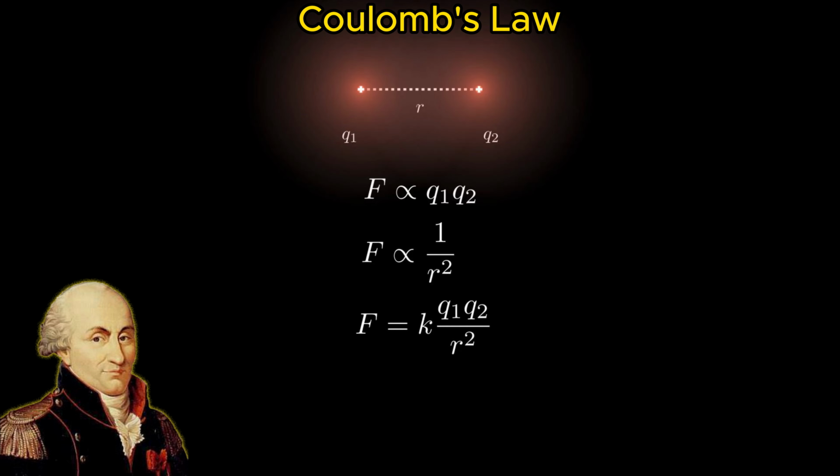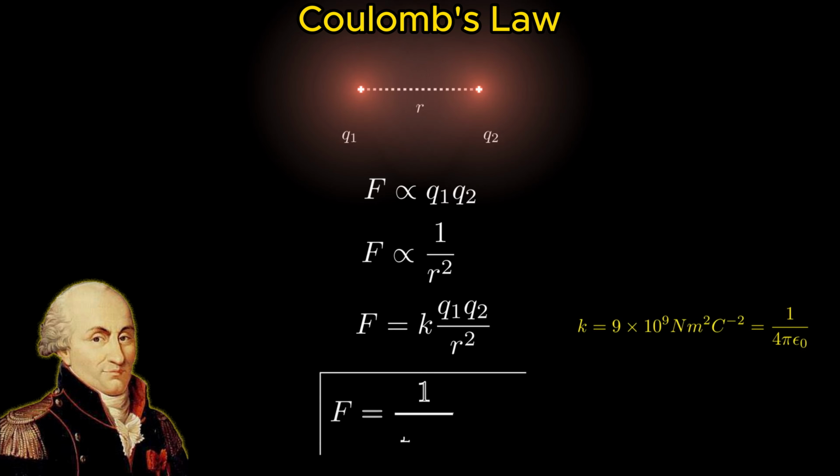Combining both equations, we get F is proportional to Q1 Q2 over r square. We can remove the proportionality sign by adding a constant of proportionality k, which is known as the electrostatic constant. The value of this constant is 9 into 10 raised to power 9 Newton meter square Coulomb square inverse. Further, this electrostatic constant is also equal to 1 over 4 pi epsilon naught, where epsilon naught is the absolute permittivity of free space. Therefore, we finally have F equals 1 over 4 pi epsilon naught Q1 Q2 over r square as the force of interaction between the two charges.